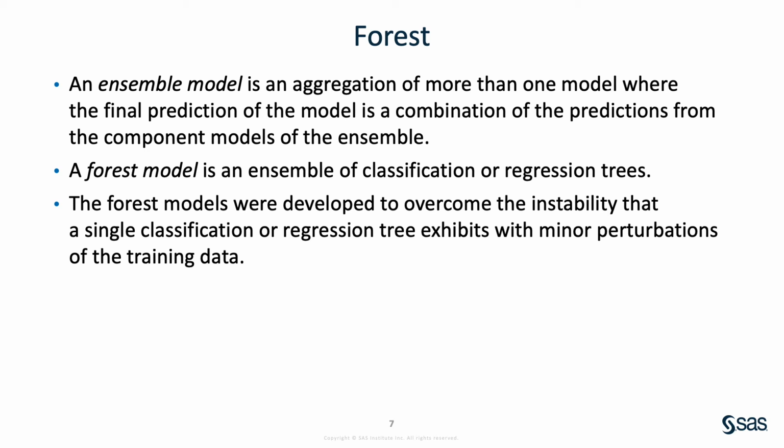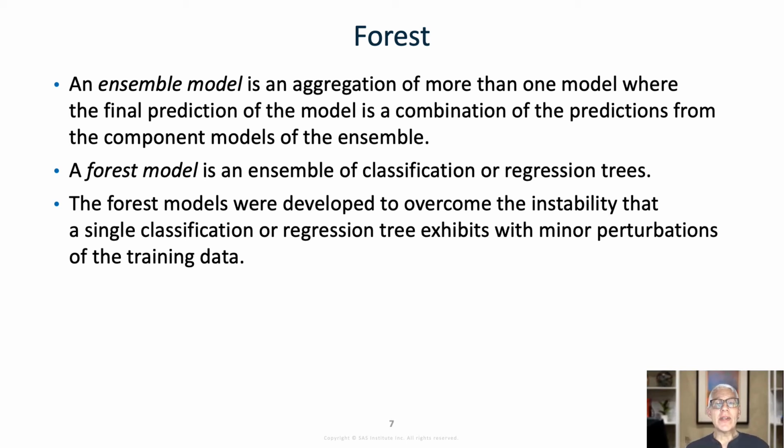In other words, if we have a categorical target, then we have a whole bunch of decision trees. If we have a continuous target, in that case, we have a whole bunch of regression trees. So we call this a forest.